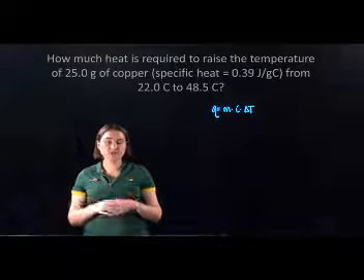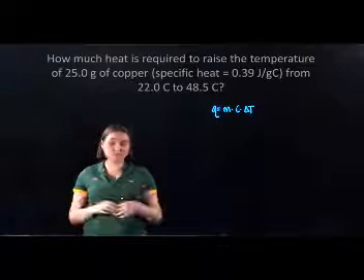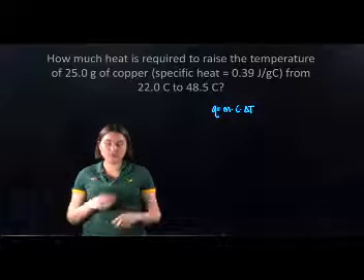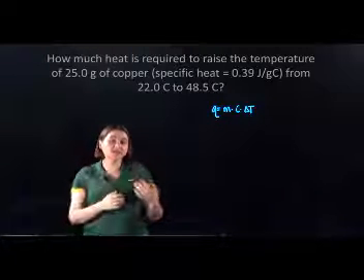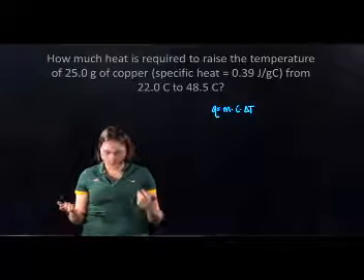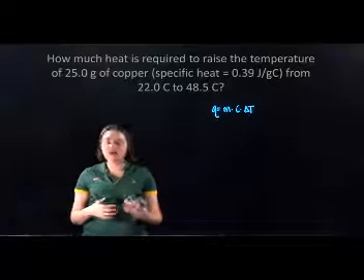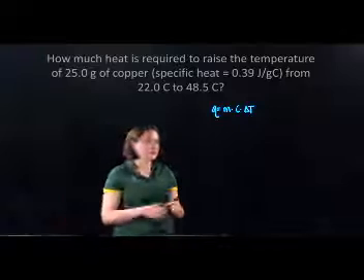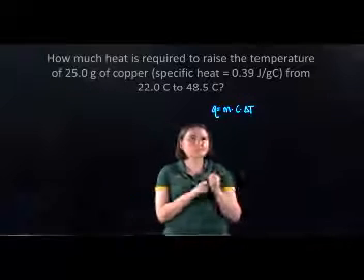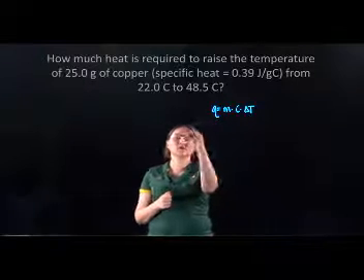All right, so this next one was about as straightforward as we can make a calorimetry problem. It wants to know how much heat is evolved when you raise a 25-gram piece of copper, and it gives you the specific heat for the copper, from one temperature to another. So since we're looking for heat, we're going to be looking for Q.